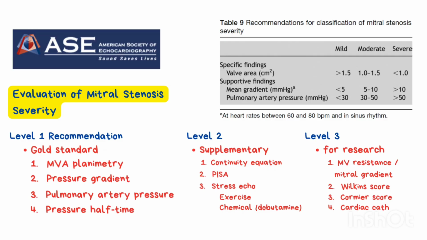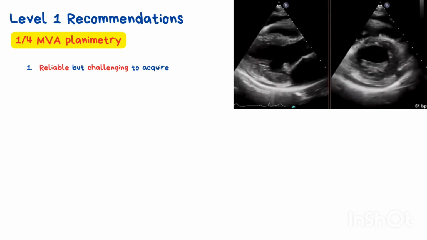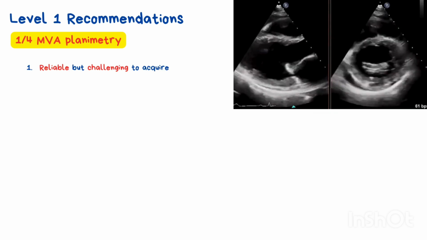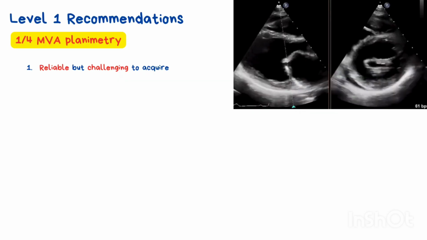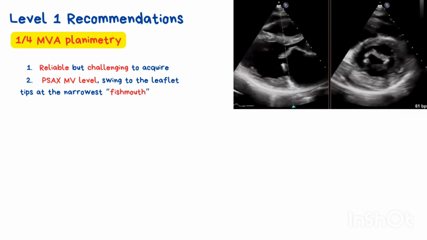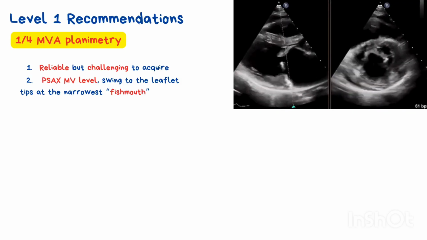Let's dive deeper into the Level 1 recommendations. The mitral valve area by planimetry is one of the most reliable methods, but also one of the most technically challenging to perform. It requires a good quality image, proper timing, and precise alignment, because you want to be at the leaflet tips. You'll want to be in the parasternal short axis view at the mitral valve level.